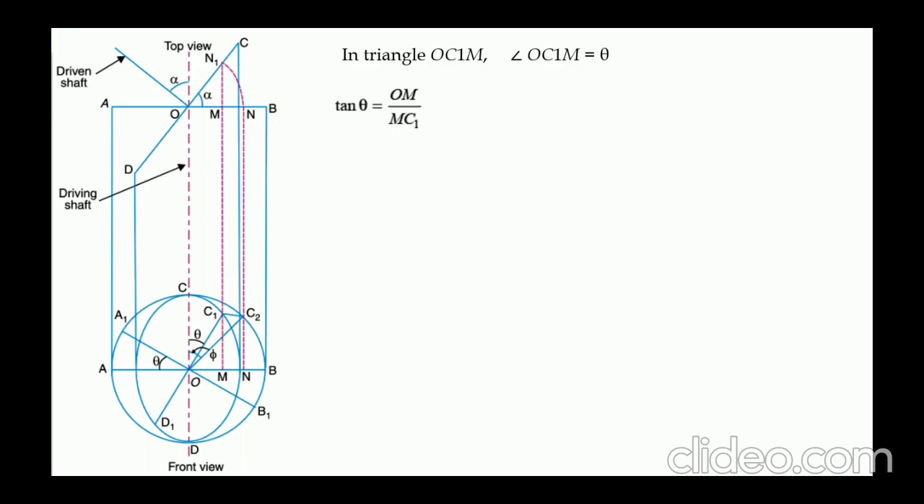Now if we take a projection of this front view and draw a top view of it, we can see that if we consider AB, which is the arm of the driving shaft member, as horizontal, then CD will be inclined at an angle alpha with AB. So if you take a plan of this front view, it will be seen like this. Now if we project the points C1 and C2, also M and N, in the top view, we get tan theta equal to OM upon MC1. If you observe here in this front view, tan theta will be equal to OM upon MC1.